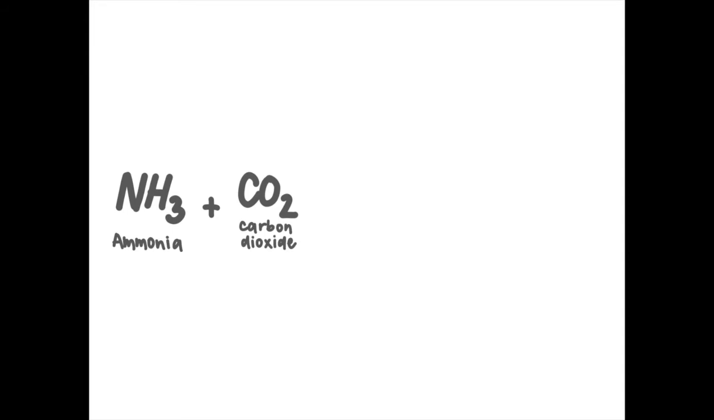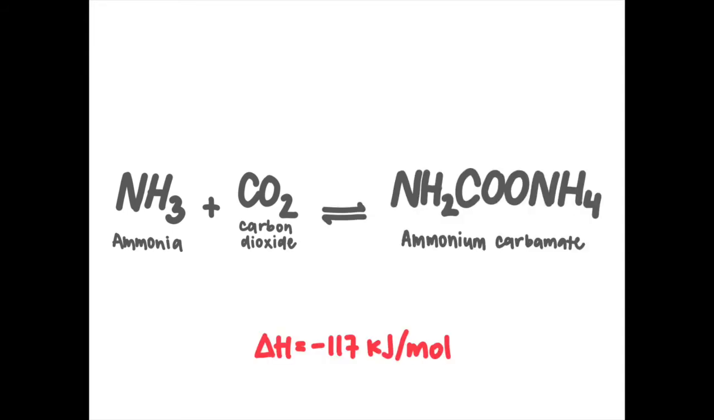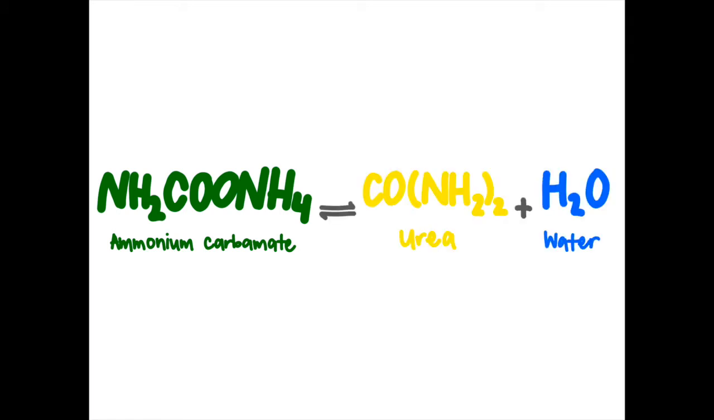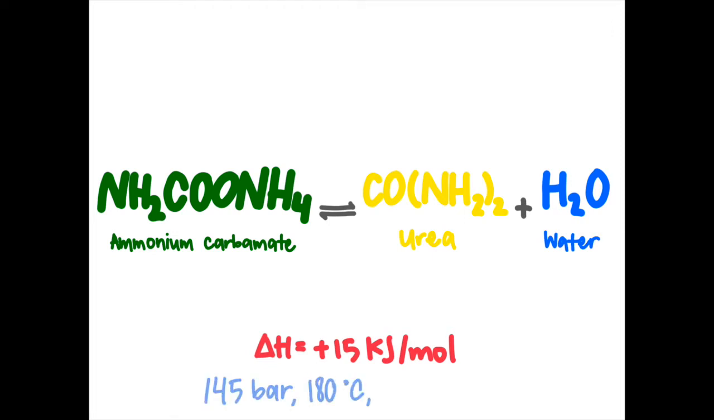The process starts with an exothermic reaction between ammonia and carbon dioxide to form ammonium carbamate. Then, in another reactor, carbamate is dehydrated into urea and water. This is an endothermic reaction. The optimum process condition for the dehydration of carbamate is around 145 bars and 180 degrees Celsius, with a nitrogen to carbon ratio of 3.